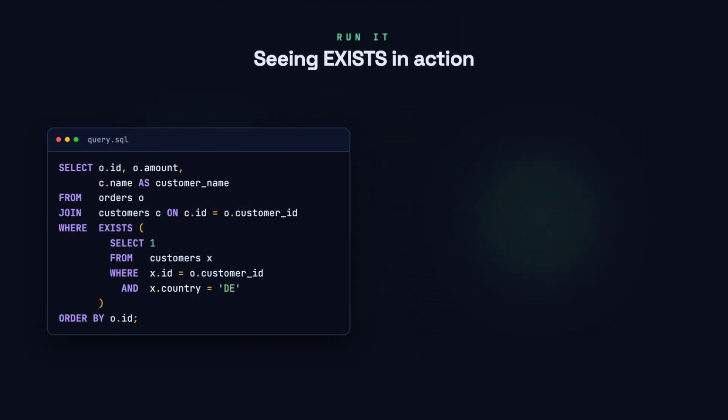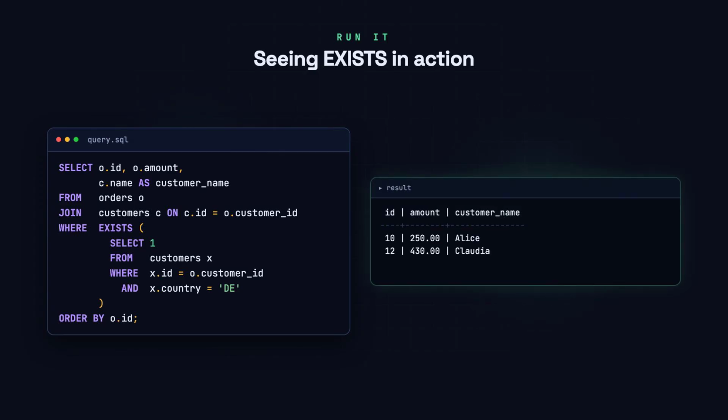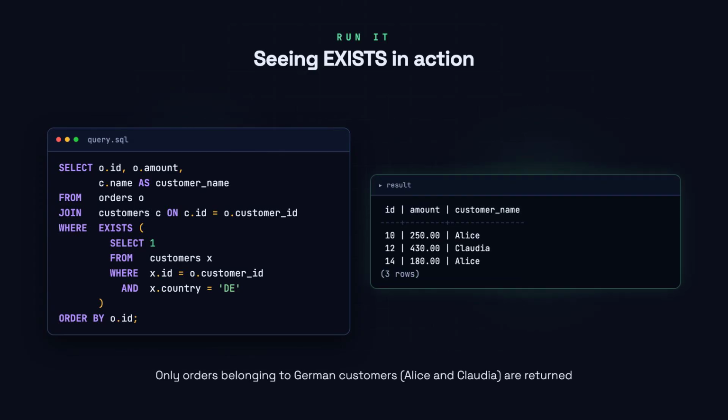We seed 4 customers and 5 orders. The exists subquery correlates on customer ID and filters to country equals DE. Only the 3 orders tied to Alice and Claudia pass the test. Orders 11 and 13 are excluded.